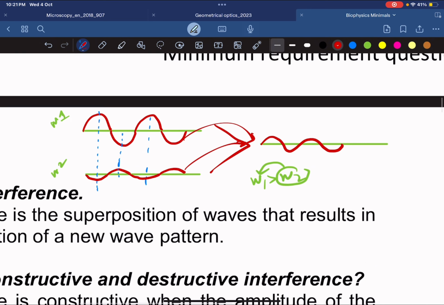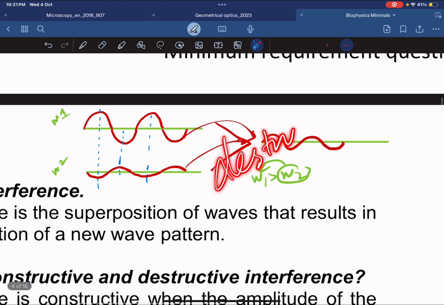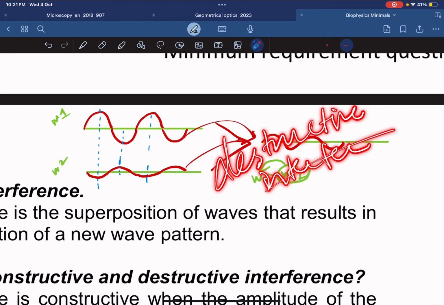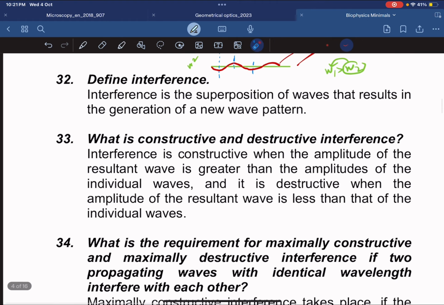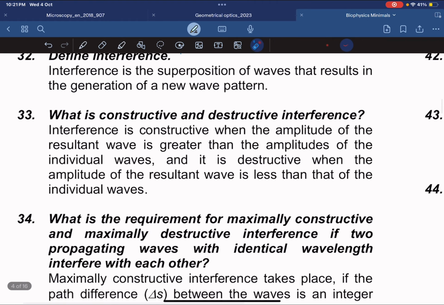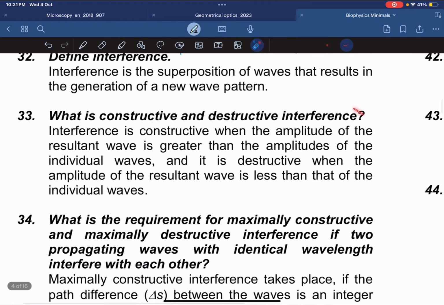This is called destructive interference. Let's move on. Constructive interference, destructive, I just explained this. Go with the definition, learn it because it's minimal, very important.